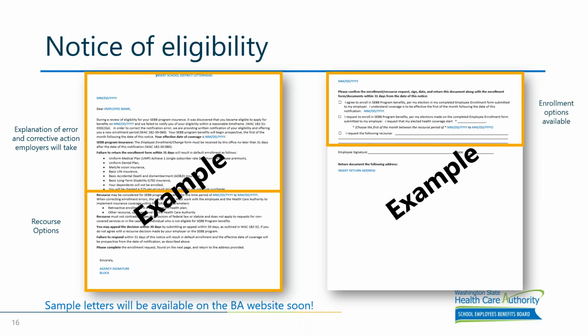And on page 2, the top half is the enrollment options available. The employee must check one of the boxes on what they want: I request the following recourse, or I agree with the enrollment in the SEBB program benefits, and so on. And then the bottom half of this notice of eligibility is the employee acknowledgement, requiring the employee's signature and the date that the employee signed. So that is the notice of eligibility. And again, work with outreach and training before sending this to the employee.